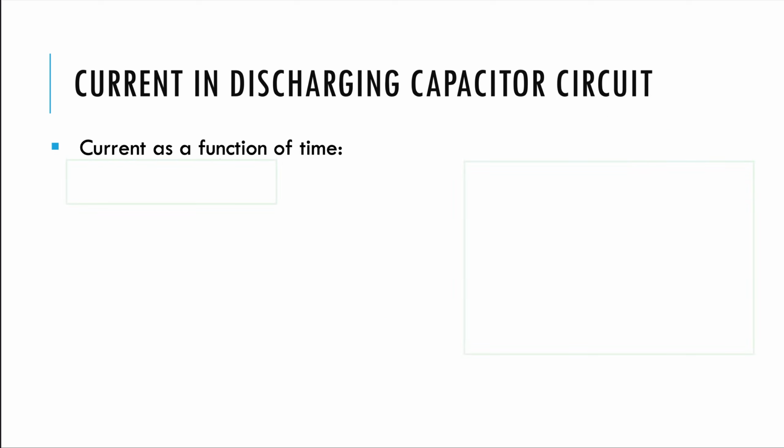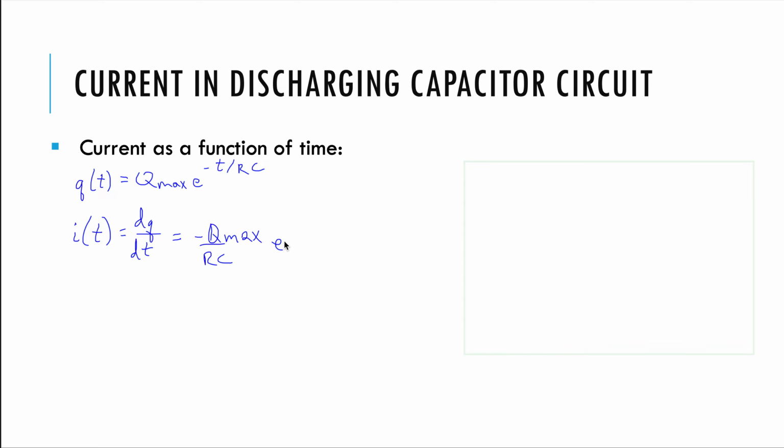Now let's take a look at the current in the discharging capacitor. We just found the charge as a function of time, and now we have to use the equation that the current as a function of time is the derivative of Q with respect to t. So let's go ahead and differentiate. We're going to differentiate the exponent, so we get negative 1 over RC times this exponent, and let's not forget our Q max. So Q max e to the negative t over RC, that's our derivative.